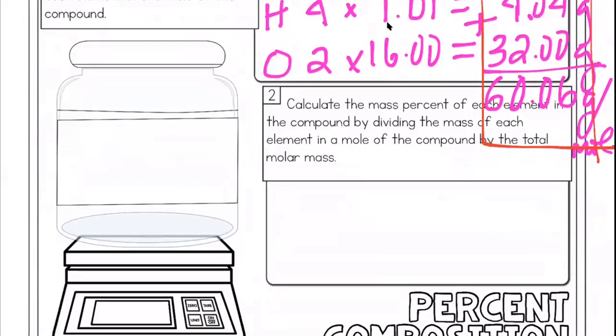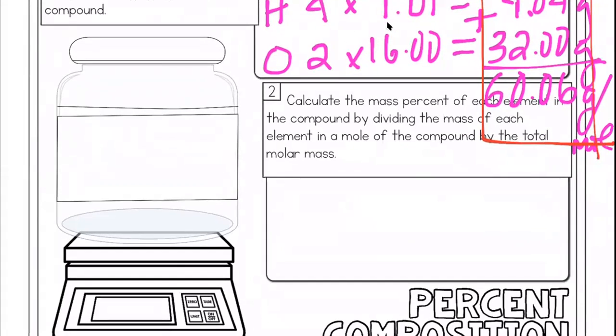So I'm going to come down here. So now it says calculate the mass percent of each element by dividing the mass of each element in a mole of the compound by the total molar mass. So we're going to set it up and we'll do one of them at a time. So let me switch to a different color. I'm going to write over here because I know that my writing is going to be a little bit bigger than that space probably allows. So for the percentage of carbon, I would do the total mass of carbon.